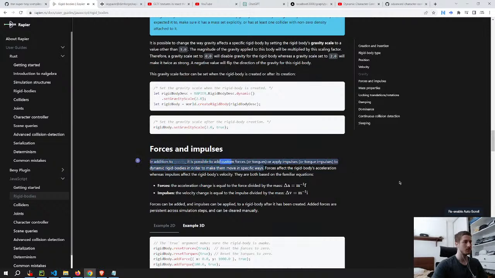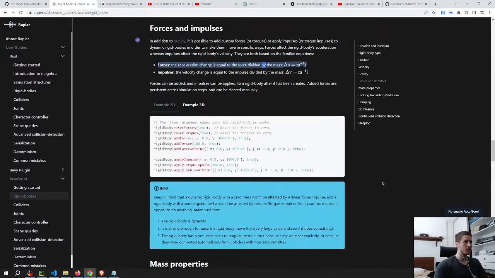In addition to gravity, it is possible to add custom forces or torques, or apply impulses or torque impulses, to dynamic rigid bodies in order to make them move in specific ways. Forces affect the rigid body's acceleration, whereas impulses affect the rigid body's velocity. They are both based on familiar equations. Forces: the acceleration change is equal to the force divided by the mass, delta A equals M inverse times F. Impulses: the velocity change is equal to the impulse divided by the mass, delta V equals M inverse times I.